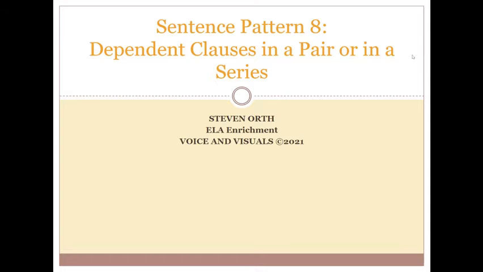All right, so this is sentence pattern number 8. This is about dependent clauses in a pair or in a series. The value of this is where you want to really make a point by intentionally using some parallel structure. You want to have dependent clauses. It might be multiple if statements or multiple when statements or multiple that statements that allow you to really bring a lead to or develop a point in one sentence as opposed to making it an entire paragraph.